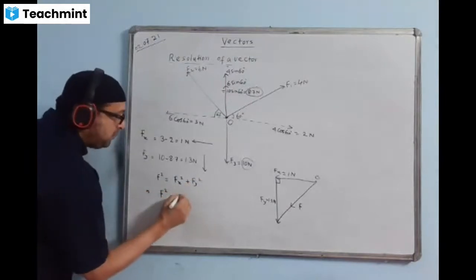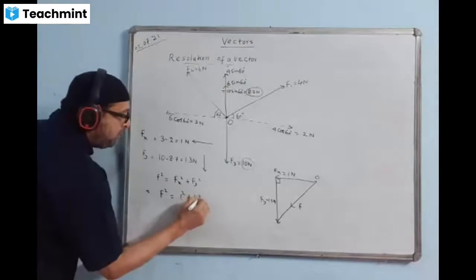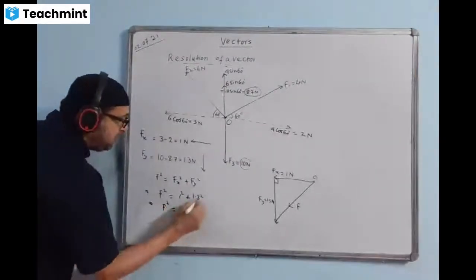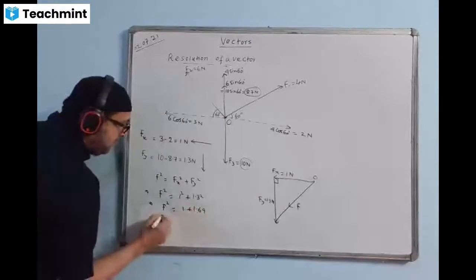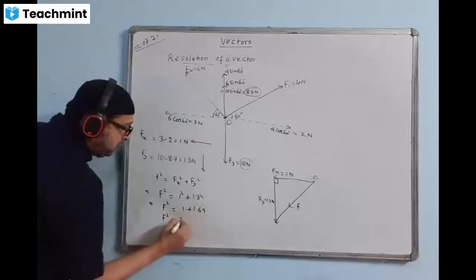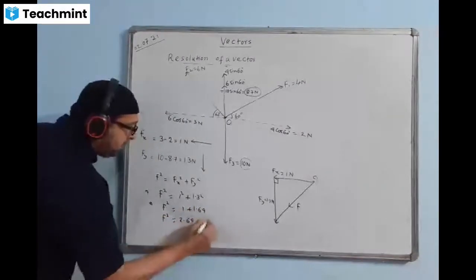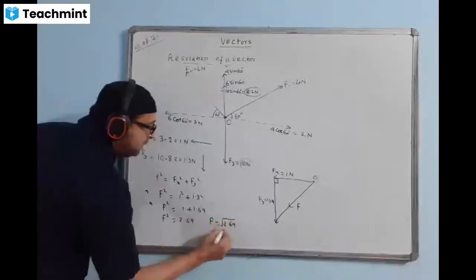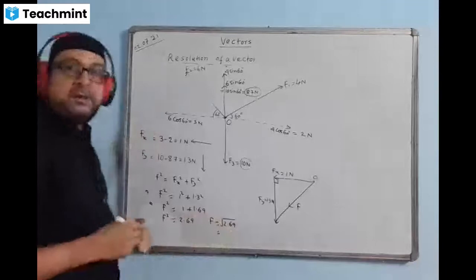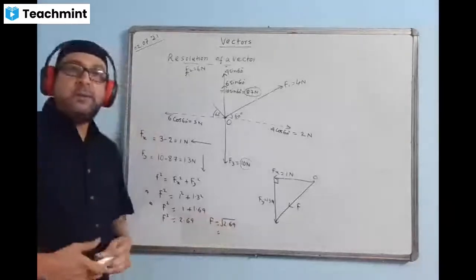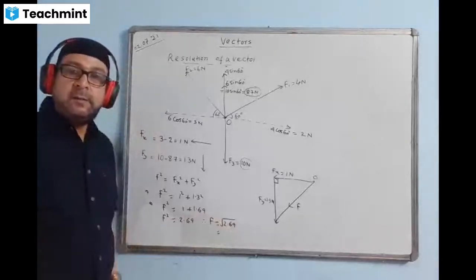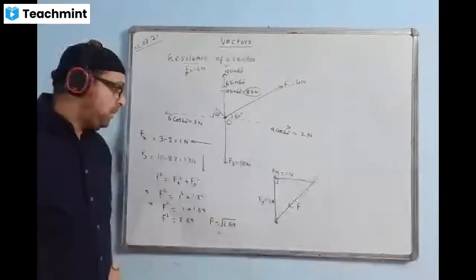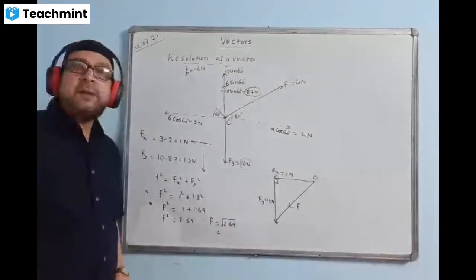F square: Fx value is 1, so 1 square plus 1.3 square. Please use a calculator and tell me the answer. 1 plus 1.69, so F square value will come 2.69. Therefore, the value of F will be the root of 2.69. Please tell me what answer is coming here. If you calculate the root of 2.69, it will come 1.6 something. Please check and tell me.